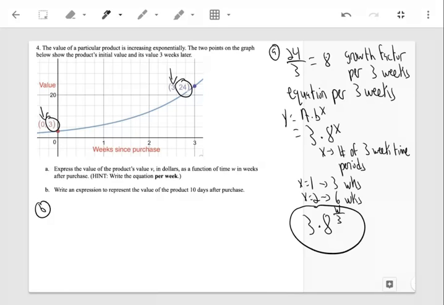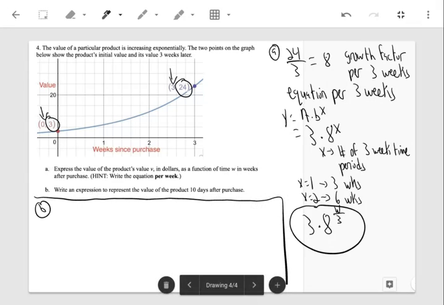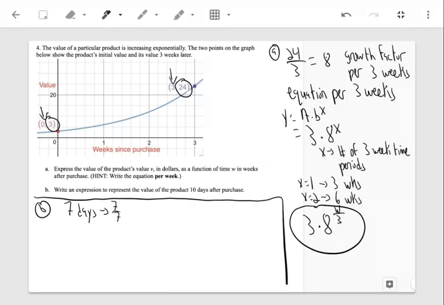Part B, I'm going to do over to the left here. Write an expression to represent the value of the product 10 days after purchase. So to figure that out, we know that 7 days is going to be 1 week, right?